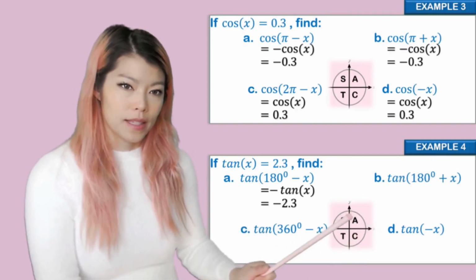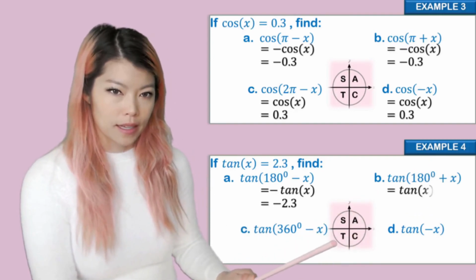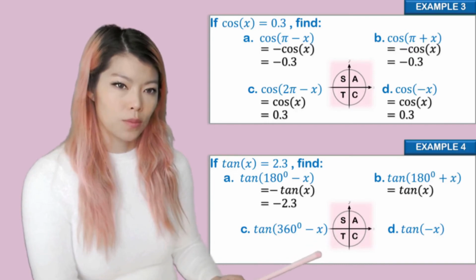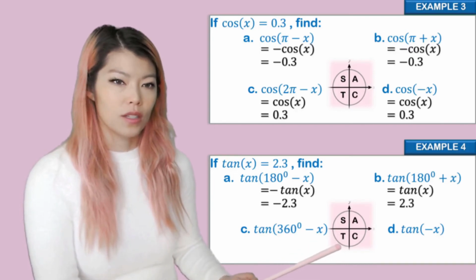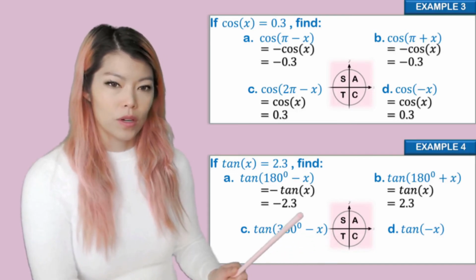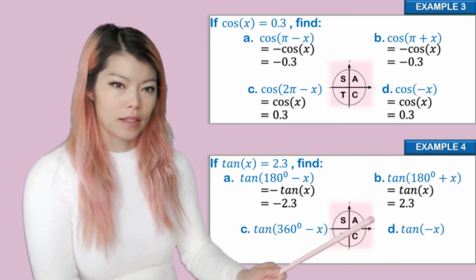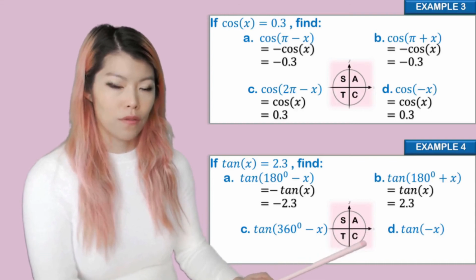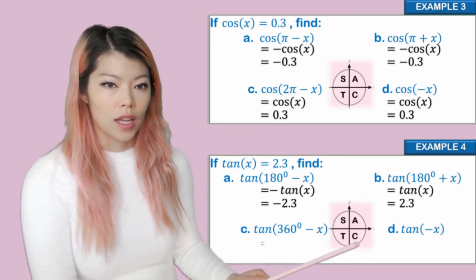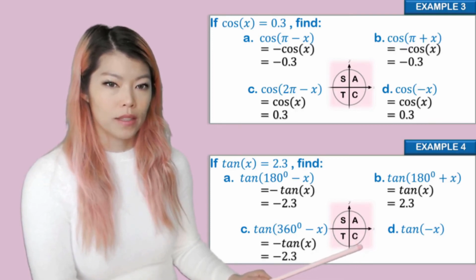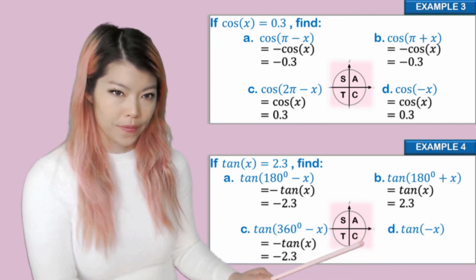Tan of 180 plus x, where are we? 180 plus x is in the third quadrant, and tan is positive there, so it will be the same as tan of x, which is 2.3. What about tan of 360 minus x? 360 minus x is in the fourth quadrant, only cos is positive over there, so tan is negative, which means it is negative 2.3.